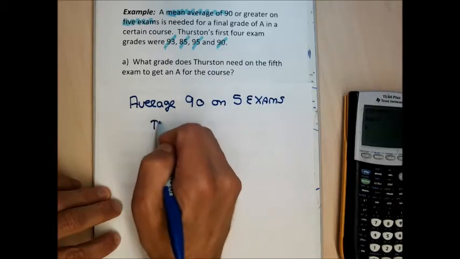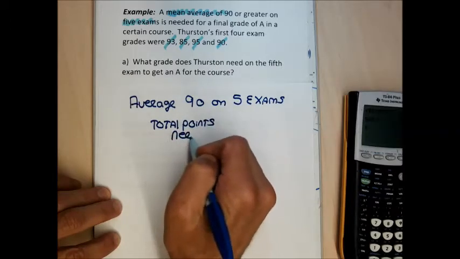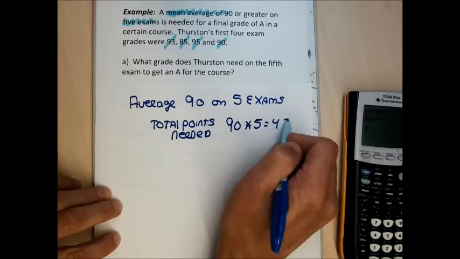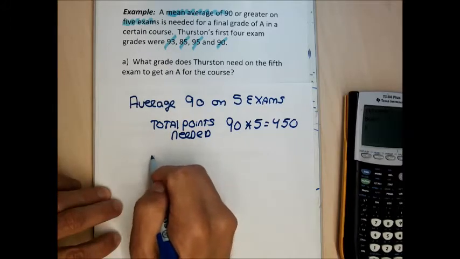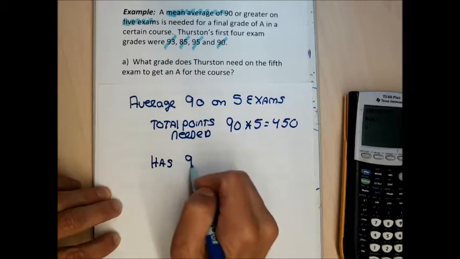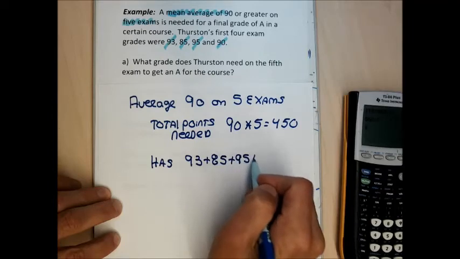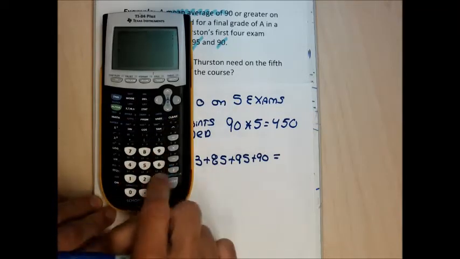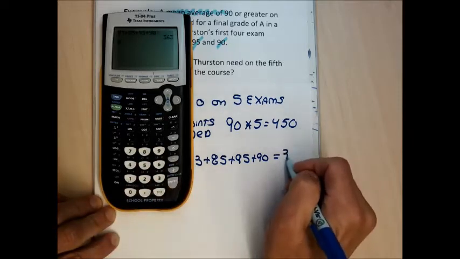The total points needed are 90 times 5, which is 450. That's just what the last example helped us figure out how to do. So he needs 450 points. Thurston has 93 plus 85 plus 95 plus 90. I'll try to do that in my head. So Thurston has 363 points.